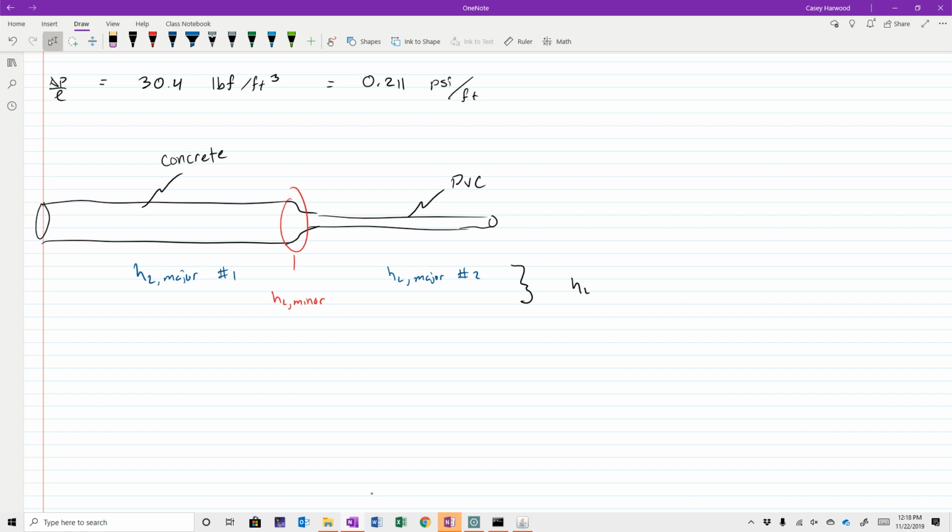So at this point, we know how to get the major head loss for each of these two sections. That's not too hard. We can solve those independently. And we'll talk about in the video, we'll introduce how to get the minor head loss. It amounts to looking up the table of minor head losses in a book.